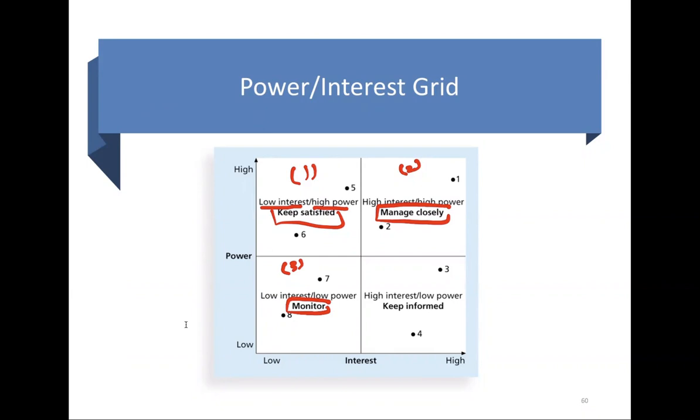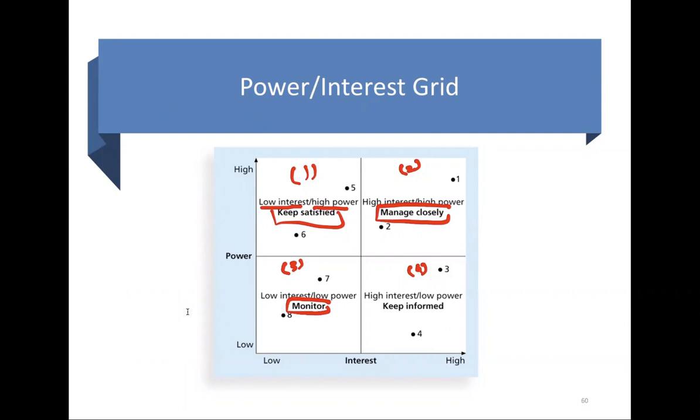The fourth group is those people who have high interest in the project, and at the same time they don't have a lot of power. You just need to inform these people and talk to them to ensure that no major issues are arising. And people in this category can often be very helpful with the detail of your project because they are highly interested in the project.